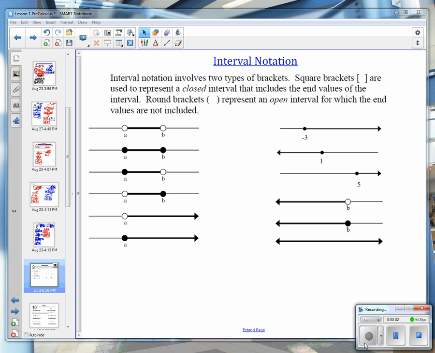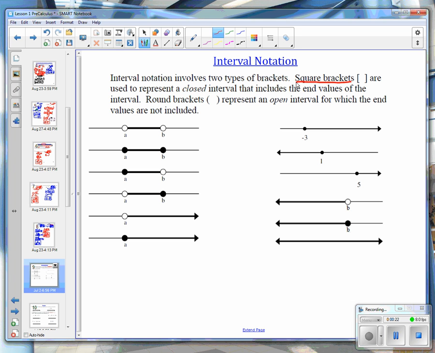In lesson 3, we're going to look at interval notation. Basically, it's a way of representing our answers and representing a solution. It involves two types of brackets. You can read up here, square brackets are used to represent a closed interval that includes the end values of the interval. So again, square brackets include the end values. Round brackets represent an open interval for which the end values are not included.